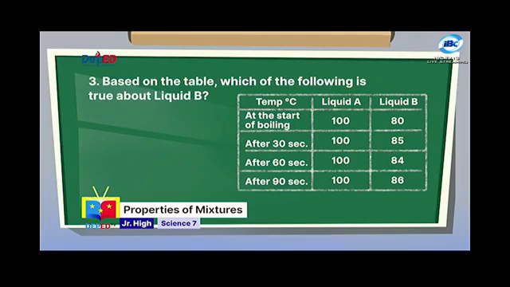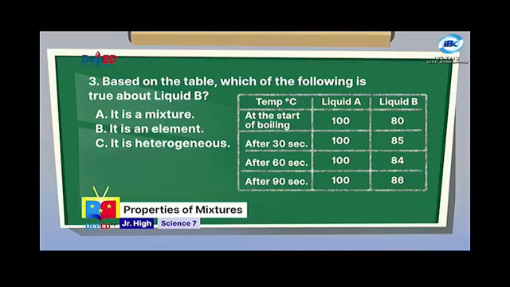Number 3. Based on the table, which of the following is true about liquid B? A, it is a mixture. B, it is an element. C, it is heterogeneous. D, it has a fixed boiling point. One of the properties of a mixture is that its boiling point is not fixed, or it changes over time. So, the liquid B is a mixture, and that is letter A.